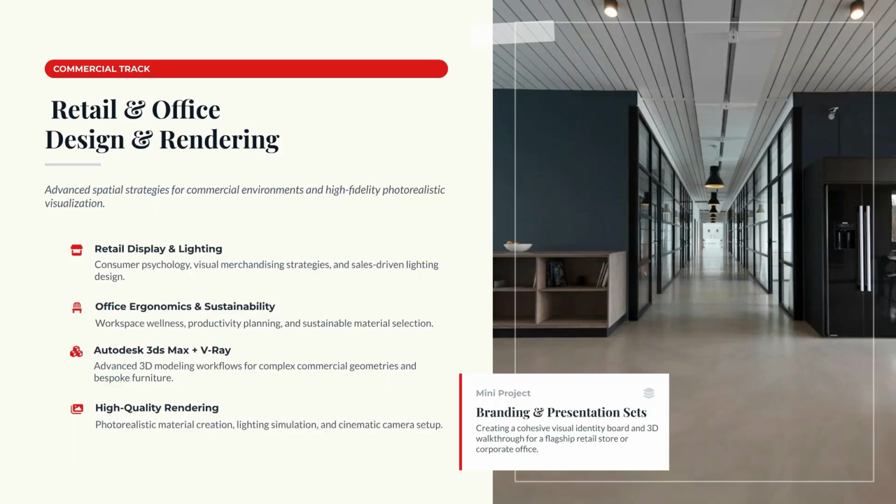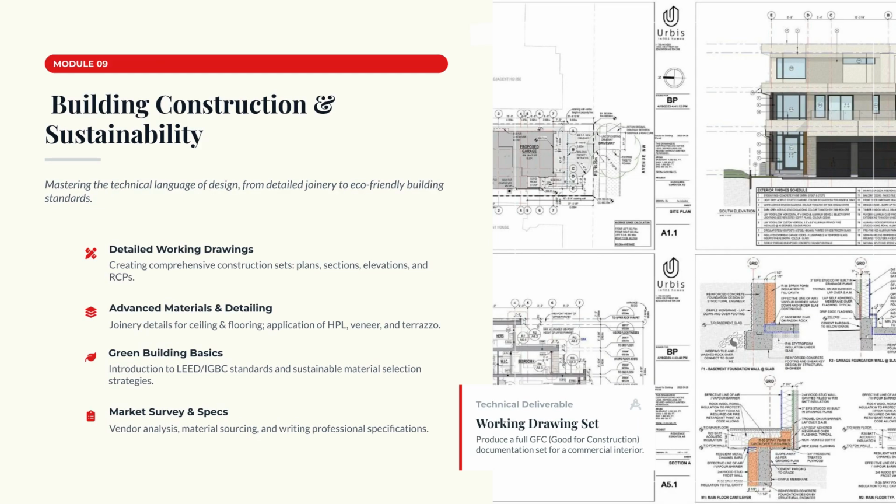The commercial track focuses on retail and office design and rendering. Topics include visual merchandising, office ergonomics, and mastering advanced visualization tools like Autodesk 3ds Max and V-Ray. Module 09 covers building construction and sustainability. You will master detailed working drawings, advanced materials, green building basics, and professional market surveys.